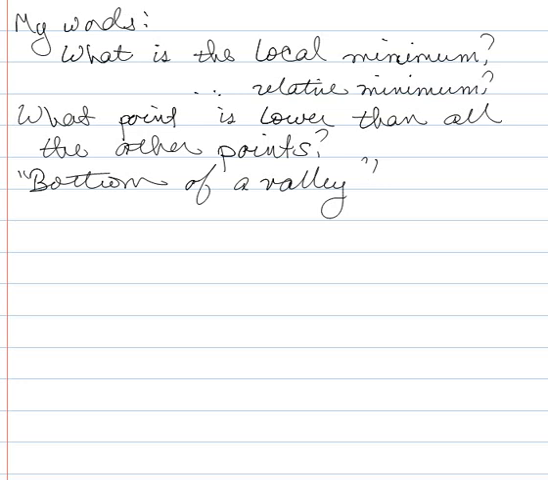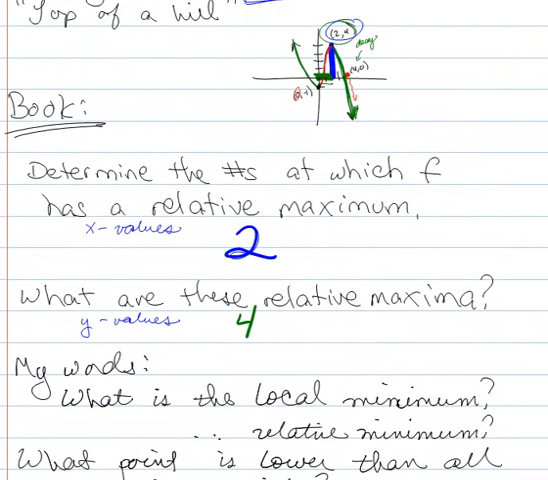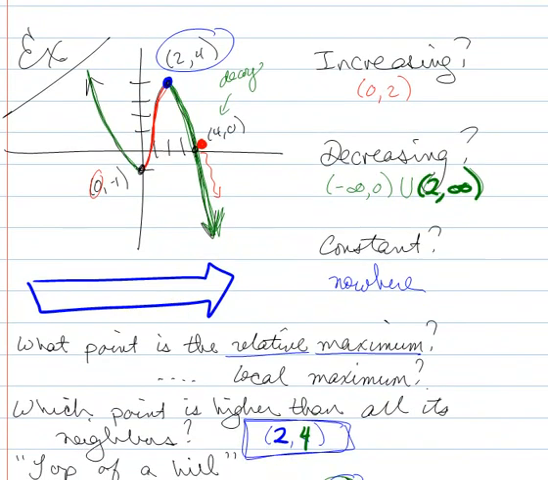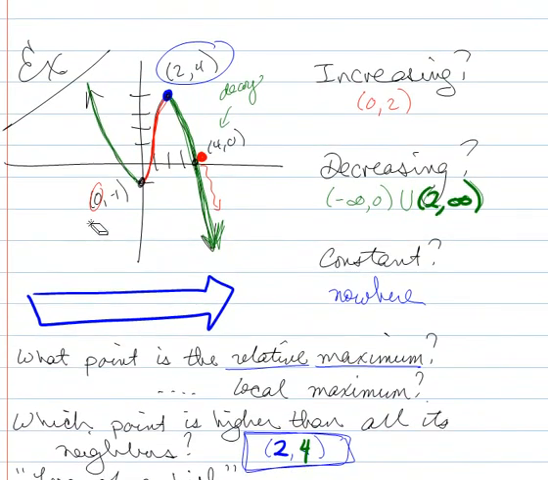Okay. So let's scroll up and look at our graph. Looking at our graph here, what would you say would be a local minimum, a relative minimum, an area at which we have a low valley, the point that's lower than all the other points around it?